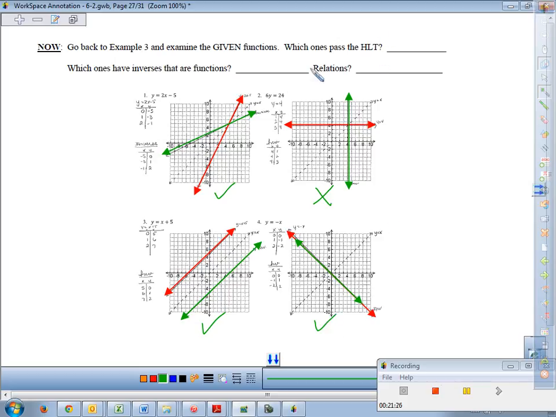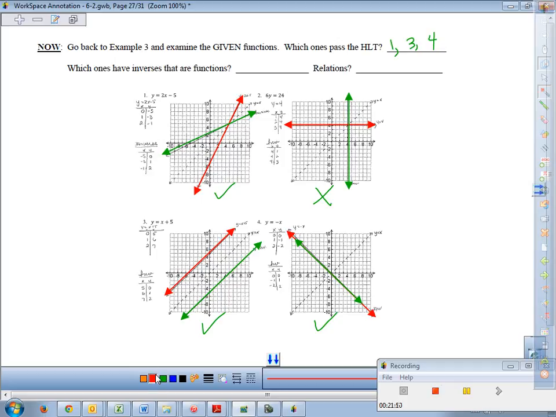So, which ones pass the horizontal line test? 1, 3, 4. Out of those problems on the previous page, 1, 3, and 4 pass the horizontal line test. Which ones have inverses that are functions? Well, what would you think?